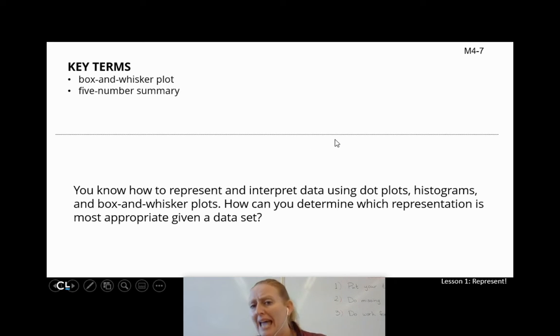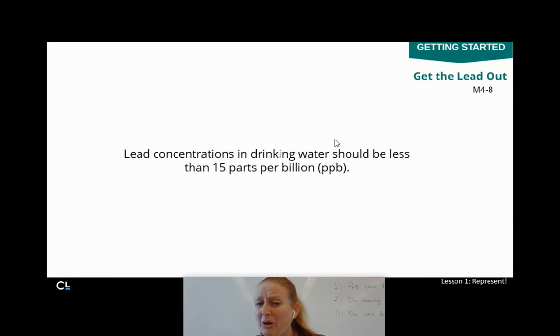Now, if you recall last time, we were talking about lead levels in the water, right? And we discovered an issue in Greenville. We were like, oh my gosh, they have way too many sites that have way too much lead in the water. And the cutoff was 15 parts per billion, right? Lead concentrations in drinking water should be less than 15 parts per billion, or ppb. If they go over that, we have a problem. People are going to get sick. It's very, very bad.